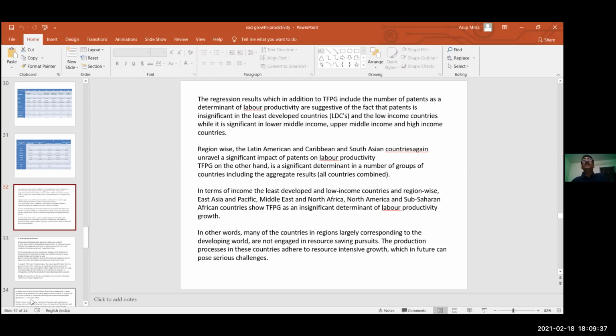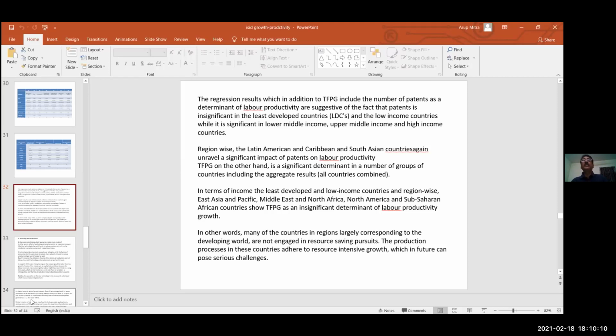TFPG, on the other hand, is a significant determinant in a number of groups of countries, including the aggregate results, that is all countries combined. So it is only in the case of Latin American and Caribbean that you are able to see this sort of a pattern. In terms of income, the least developed and low income countries and, region wise, East Asia and Pacific, Middle East and North Africa, North America and Sub-Saharan African countries show TFPG as an insignificant determinant of labor productivity.